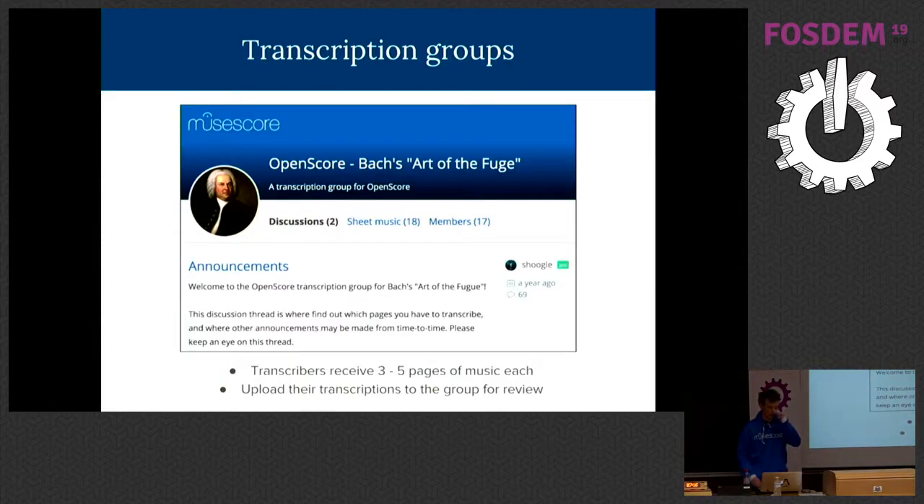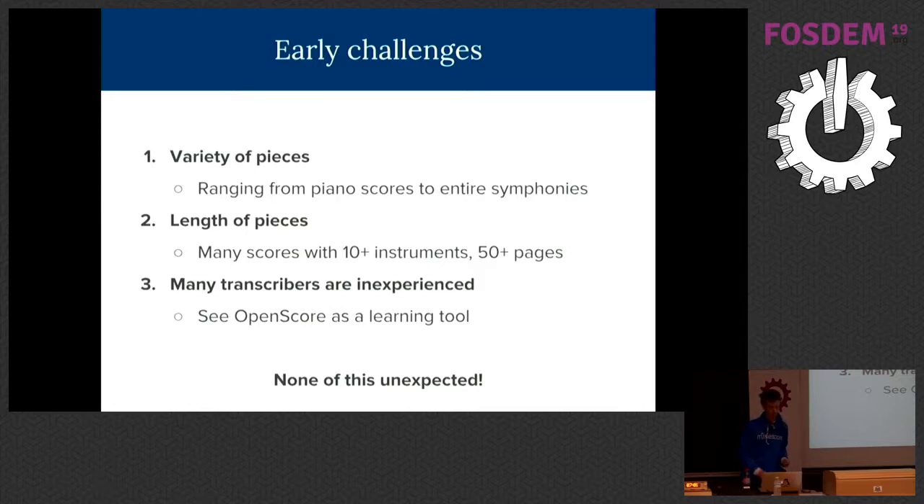And the way this would work is I would open a transcription group on MuseScore.com and invite a bunch of transcribers and give them each 3 to 5 pages of music. They'd upload their transcriptions, and then I would check them. So the early challenges that we faced were the variety of pieces chosen by the Kickstarter backers. These range from piano scores to entire symphonies, and the length of the pieces. There are many scores with more than 10 instruments or 50 plus pages of music.